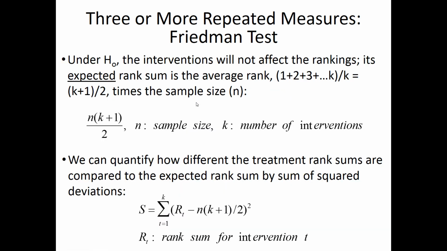Under the null hypothesis, the interventions will not affect the rankings. Its expected rank sum is the average rank times the sample size. We can quantify how different the treatment rank sums are compared to the expected rank sum by calculating the sum of squared deviations, where R_T now is a rank sum for intervention T, and N times (K plus 1) over 2 is the average rank that we would expect for each intervention.